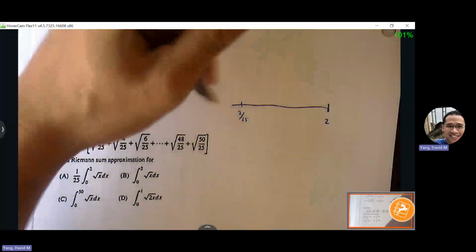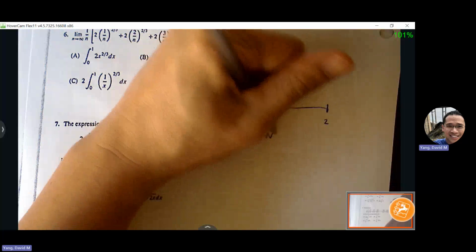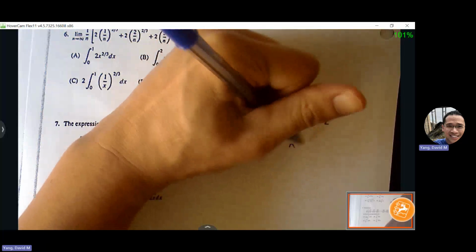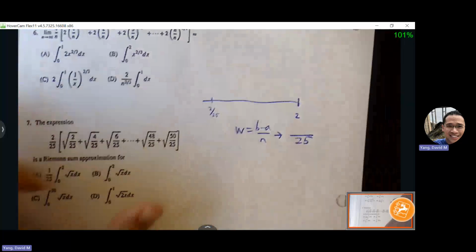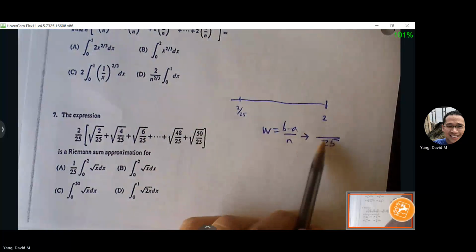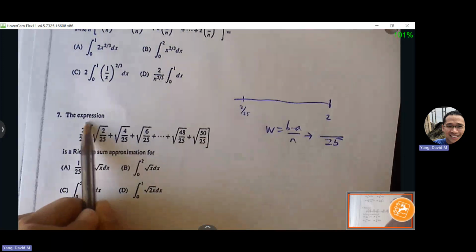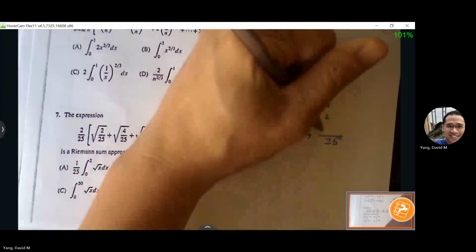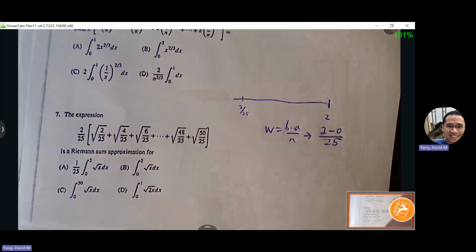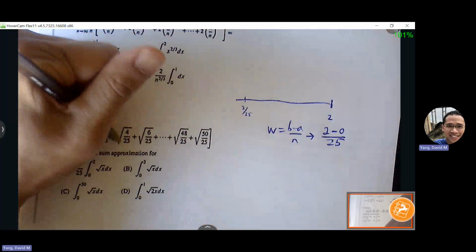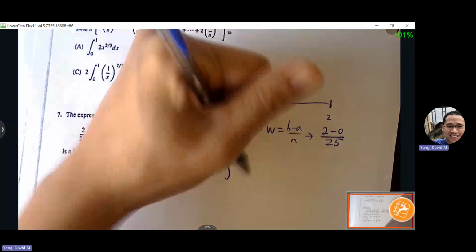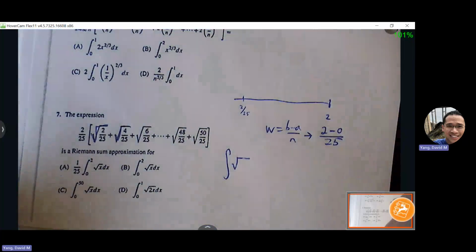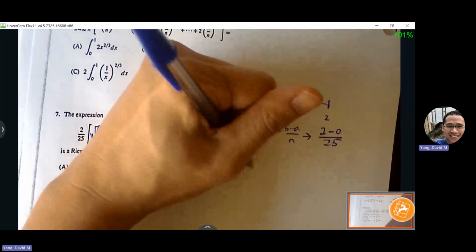So what do you think your interval is? If your width is b minus a over n, and if that is just some arbitrary 25 rectangles that we're using, what could be my a and b values that will produce that 2? 2 minus 0, right? And then this square root is just the what? Just some function. What do you think that function is? It's going to be nice and simple. It's just going to be square root of x.